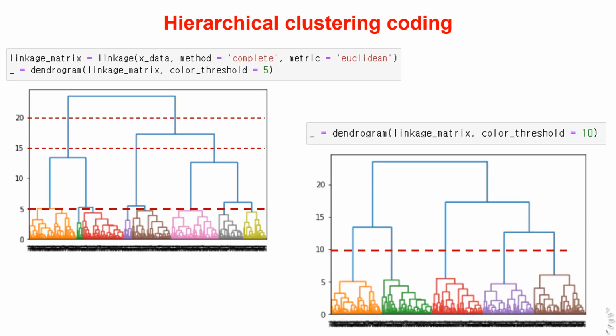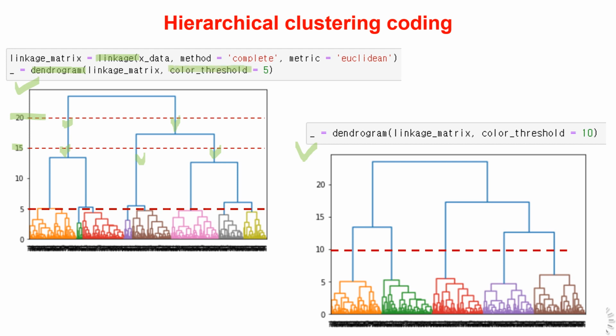Using the linkage and dendrogram commands shown here, you can visualize the hierarchical clustering results as a dendrogram. This tree-like structure allows you to divide clusters by adjusting the y-axis value to your desired level. For instance, setting it to 20 would result in 2 clusters, while 15 would yield 3 clusters. By setting a color_threshold, you can represent the same clusters with the same color.